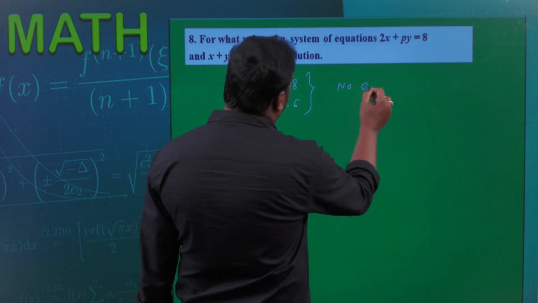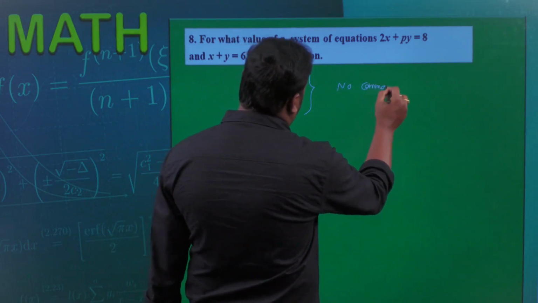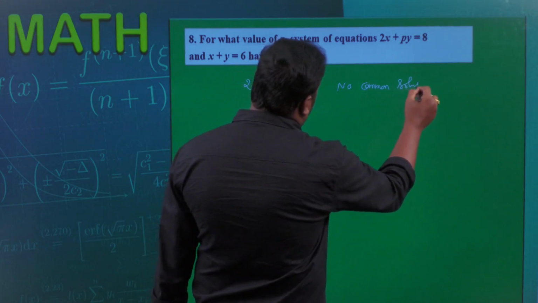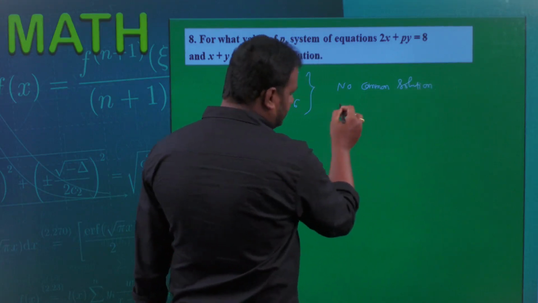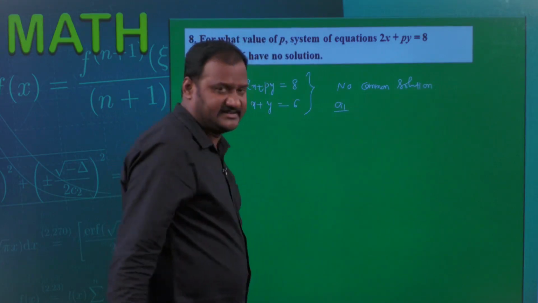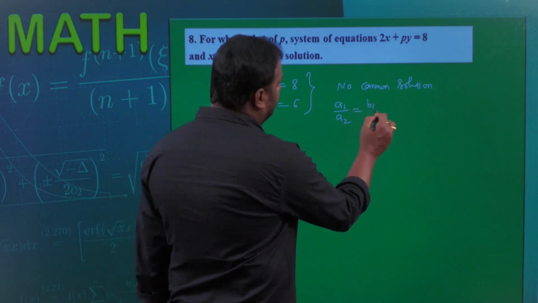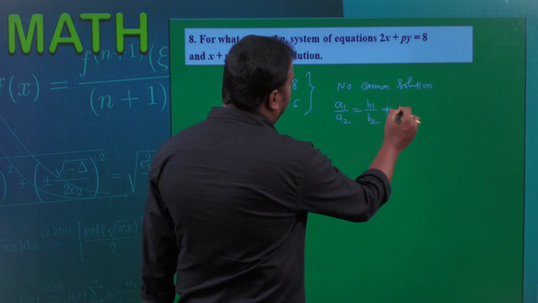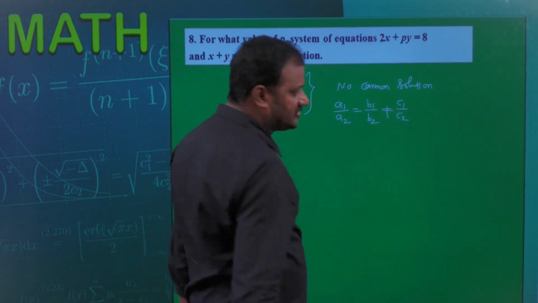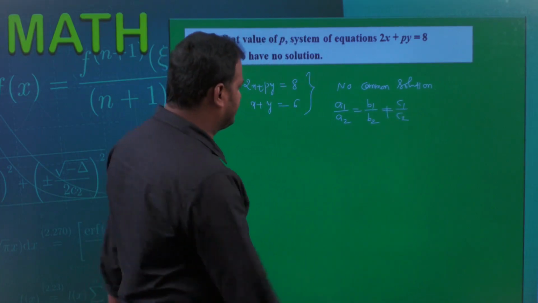No solution means no common solution. So when there is no common solution, they are inconsistent. Inconsistent equations mean a1 by a2 equals b1 by b2 but not equal to c1 by c2. Then only they are said to be inconsistent linear equations.